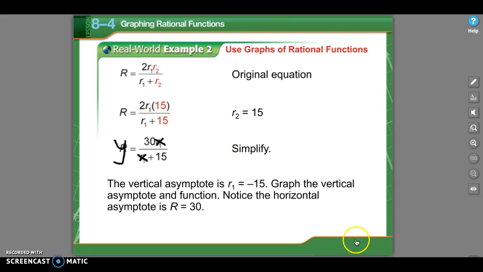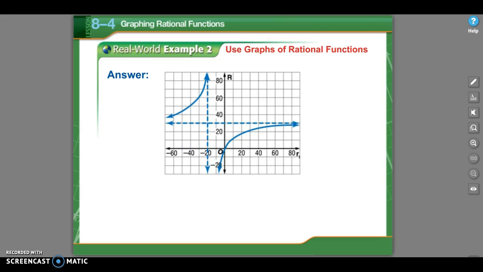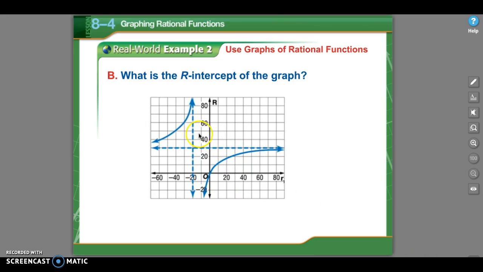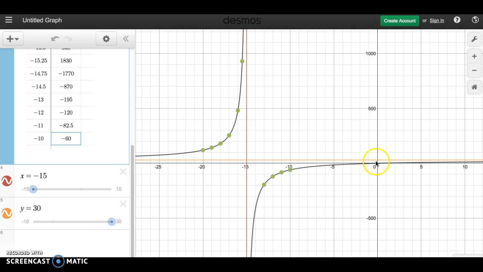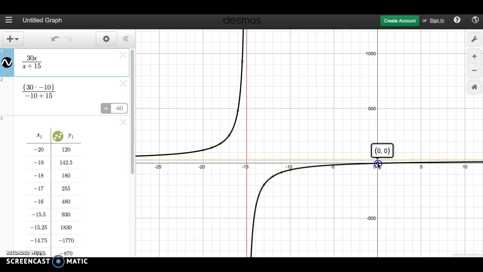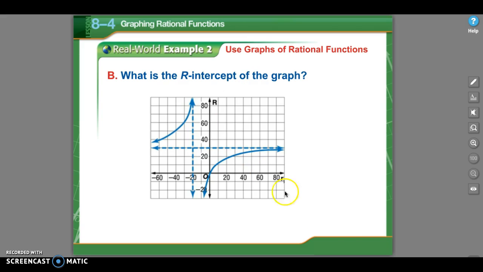So let's come back over here to our problem. There's the graph that they have. Part B, what is the r-intercept of the graph? So remember r was what we called y, so we're looking for the y-intercept on our graph. Where do we touch the y-axis? That's way over here when x is 0, 0, 0. Notice here, 0, 0 is where we touch the r-intercept. The r-intercept is 0.